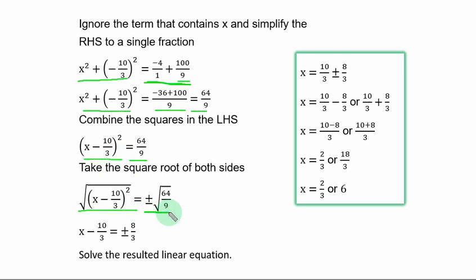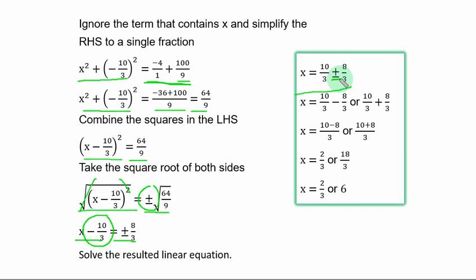Now, the right hand side, if you are taking the square root of a rational number under a quadratic equation, you always attach plus minus. So, the square root will remove the square. You are left with s minus 10 over 3 equals plus minus square root of 64 over 9. You have 8 over 3. So you solve the resulting linear equation by transferring this term to the right hand side. You have it in this form.